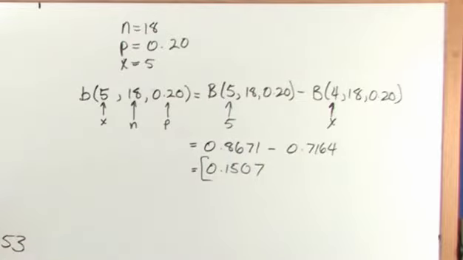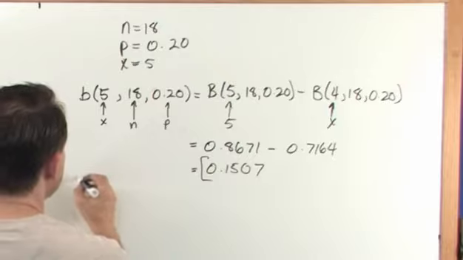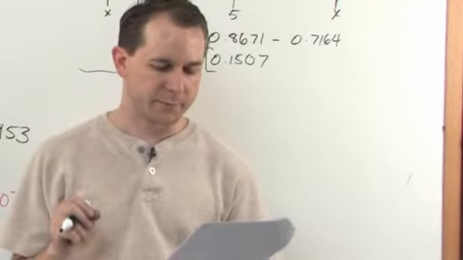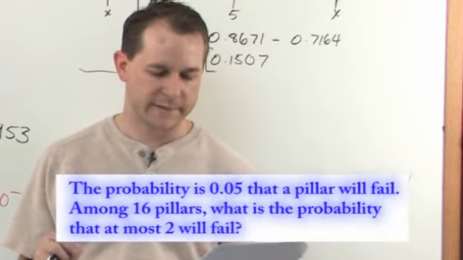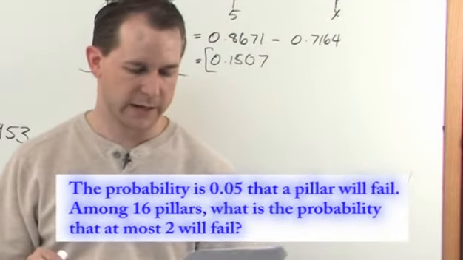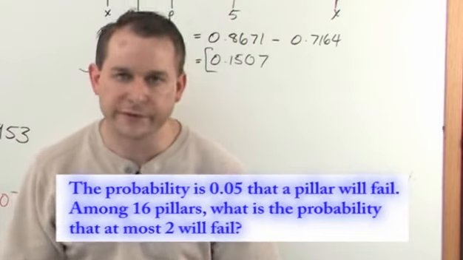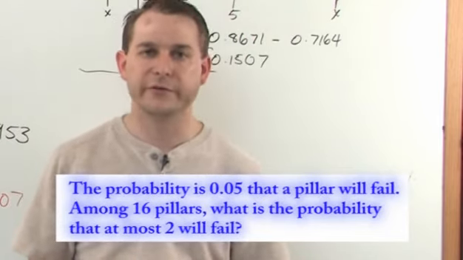Now let me give you a quick example of why a table constructed like this is actually going to make it easier, okay? Let's say that the probability is 0.05 that a pillar will fail. Among 16 pillars, what is the probability that at most 2 will fail? At most, 2 will fail.